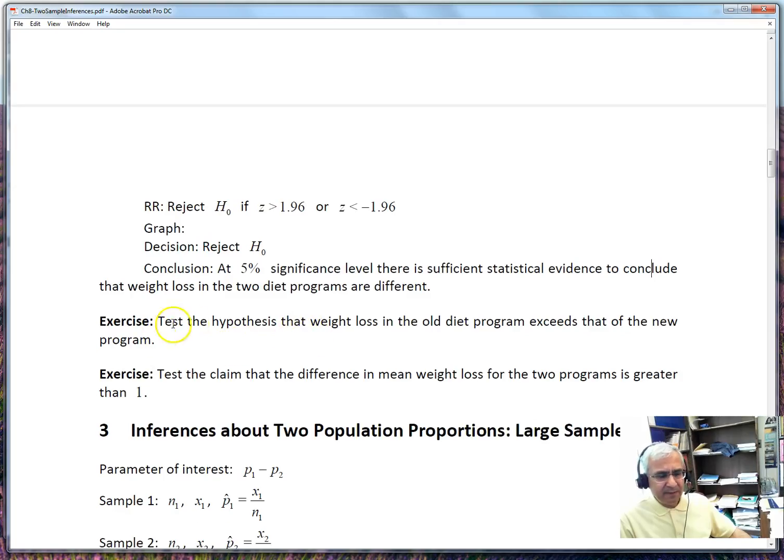So I'm going to leave you with these two exercises to work on. One is to test the hypothesis that the weight loss in the old program is more than, so that's an upper tail test, and to test the claim that the difference in mean weight loss for the two programs is greater than 1. So you want the D0 to be 1.